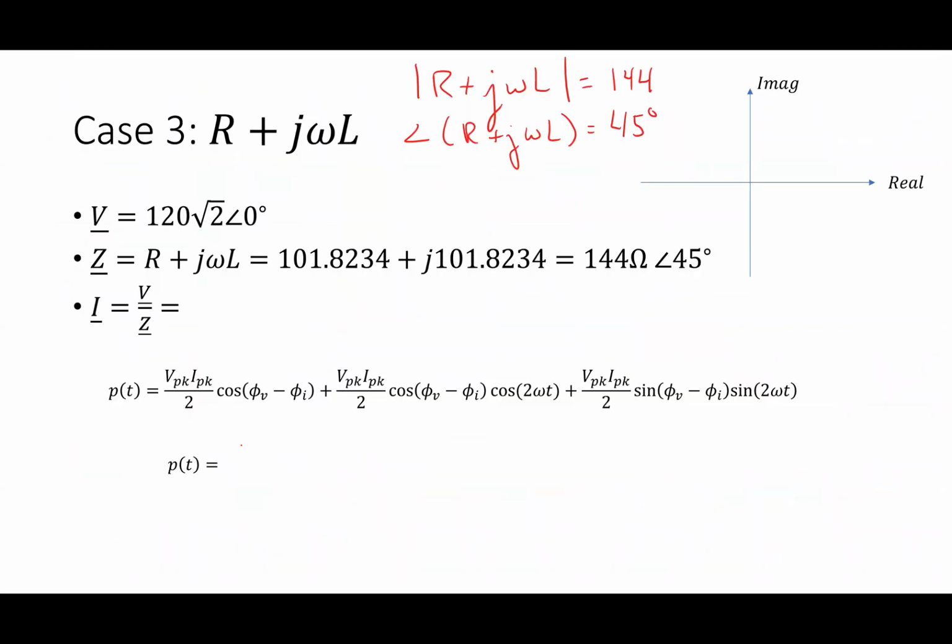Now what happens in my case 3, right? In my case 3, where I have an impedance, in this case, it's an R plus J omega L. The magnitude's 144 and the angle is 45 degrees. All right. So let's think about the phasor diagram here. My voltage is still here. There's my voltage. Forget that square root of 2. I think I was switching between peaks and RMS. Where do I draw the impedance here? I said it's 144 magnitude with an angle of 45 degrees.